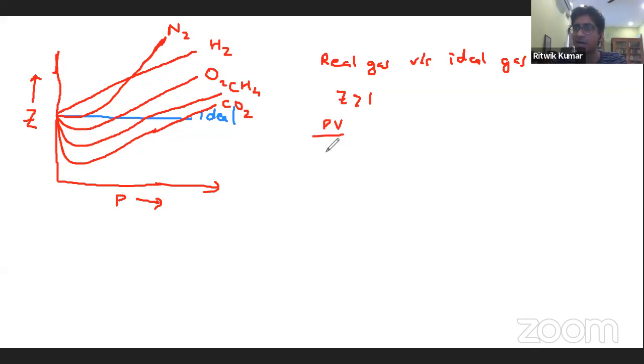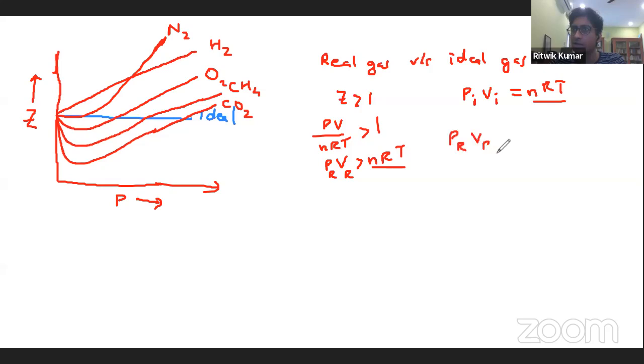So we can say PV by nRT is greater than 1. What does that mean? PV is greater than nRT. Let's say this is the real gas pressure and volume, and we're taking the temperature and number of moles the same. In this case, P ideal V ideal is equal to nRT. So if we're keeping these two the same, we can essentially say P real V real is greater than P ideal V ideal. And now I'm comparing the two situations. Is it more compressible? Is it less compressible? At the same pressure, what happened? V real is greater than V ideal, meaning it's less compressible.